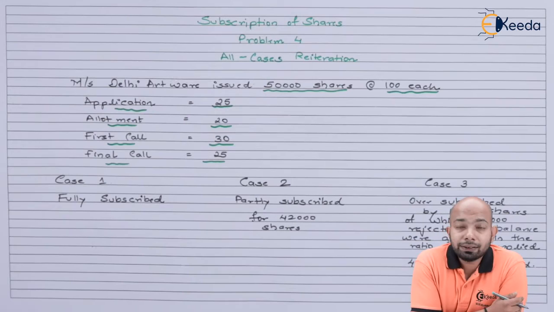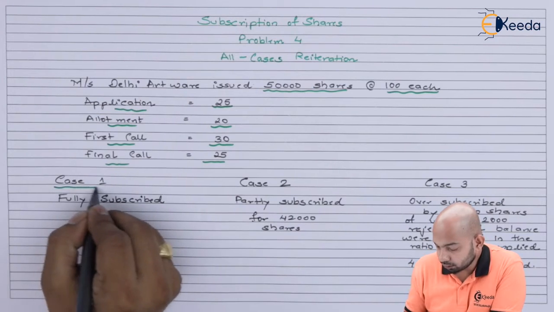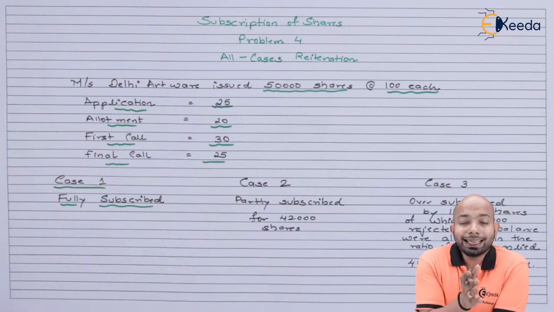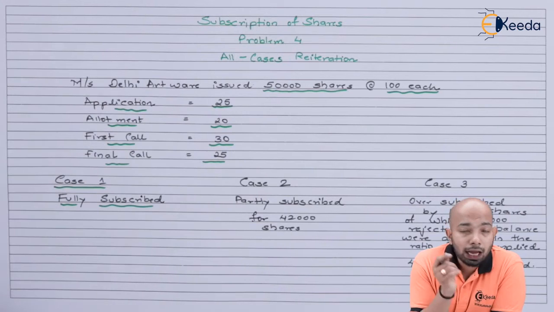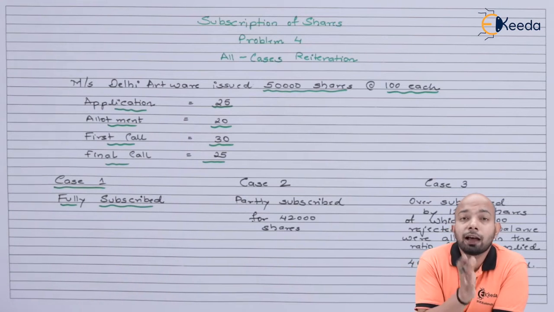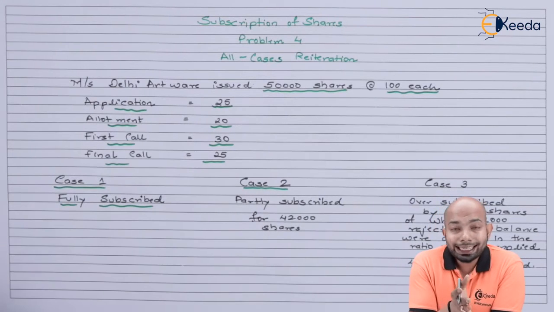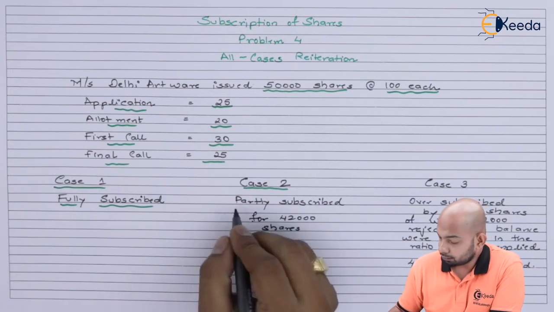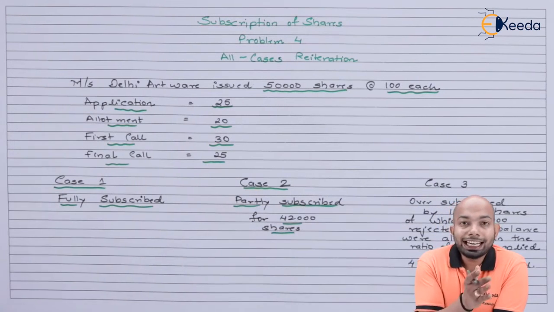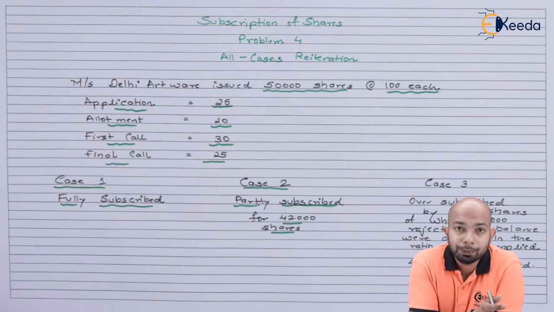Now, the case studies given here will have journal entries according to these case studies. Case 1, where shares have been fully subscribed. That means however much we have issued has been applied for and allotted, that is, 50,000 shares have been fully subscribed here. Case 2 refers to partly subscribed shares. Only 42,000 shares have been subscribed here. We had issued 50,000, only 42,000 shares have been subscribed. So this is a case of under subscription.